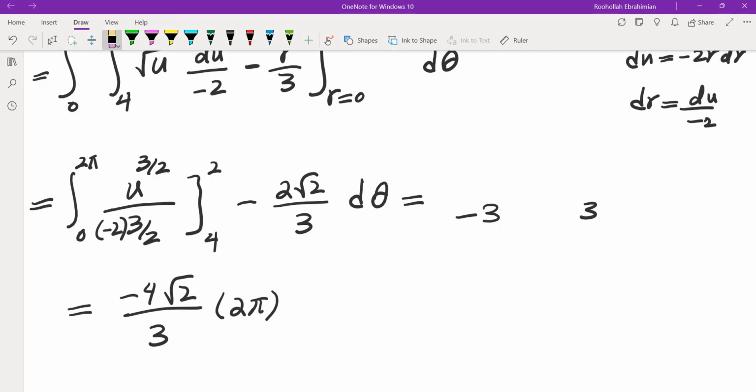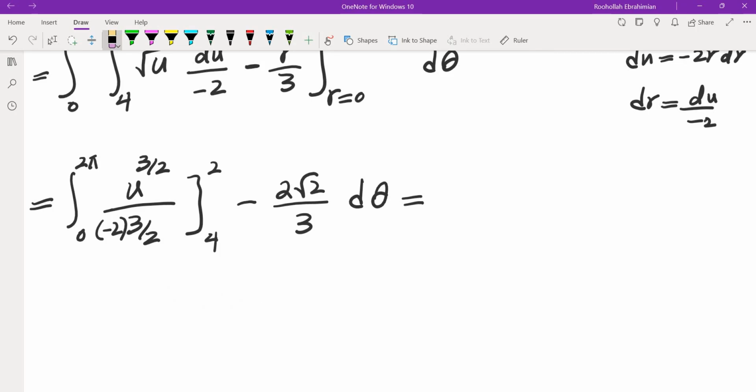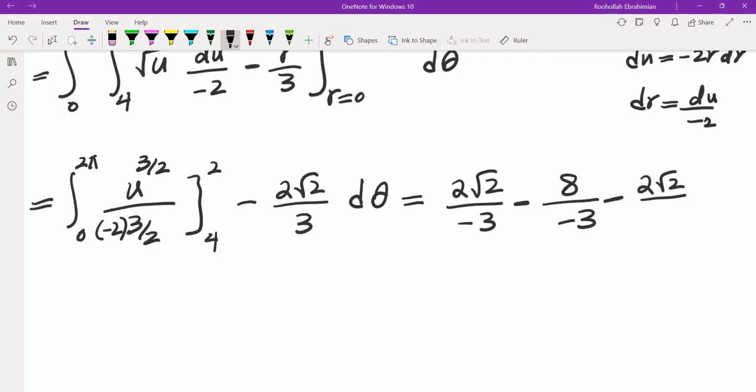So the wrong answer gave us an indication that there is something wrong here. So we'll fix that. When we plug in 2 here, we get 2 root 2 over negative 3. And then minus, when we plug in 4 here, we get root 4, which is 2, cubed, that's 8 over negative 3. And then minus 2 root 2 over 3. And all of that times 2 pi.